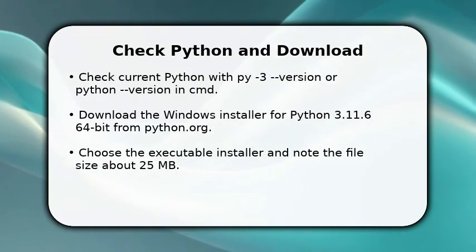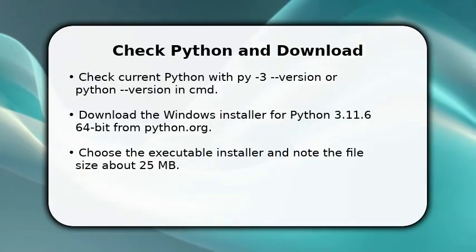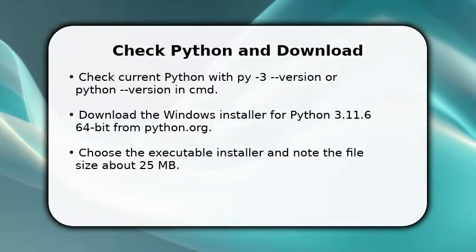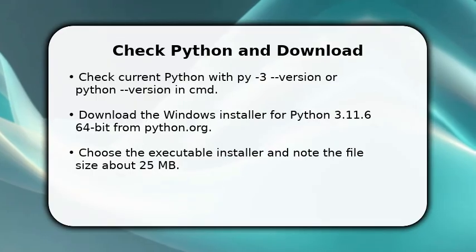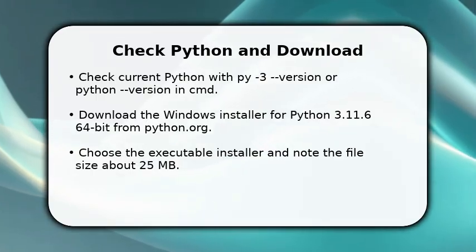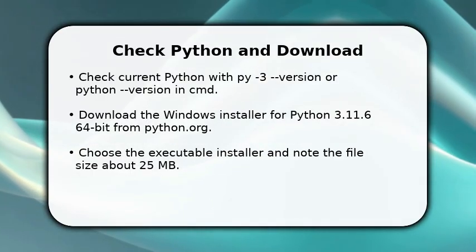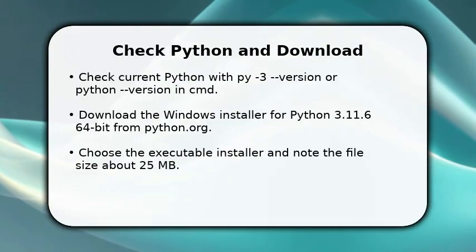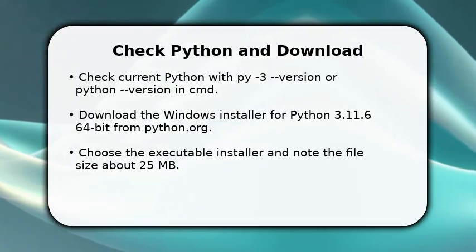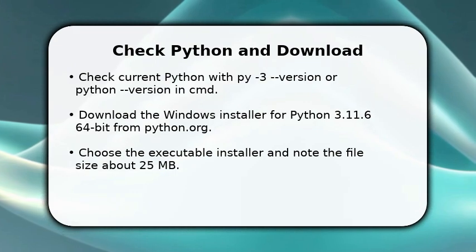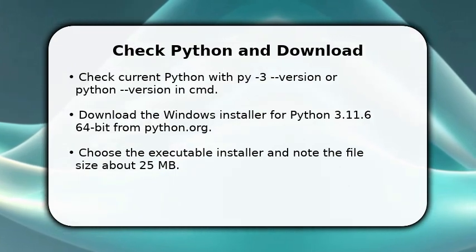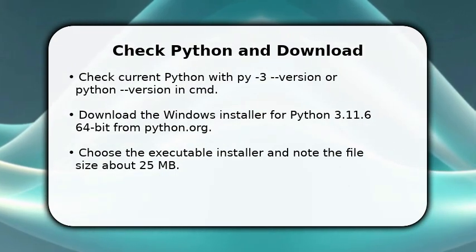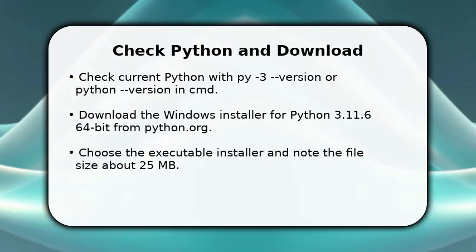Open a browser and navigate to python.org/downloads for Windows. Choose the Windows installer that matches your system architecture, for example the 64-bit executable. The installer file is typically about 25 MB and named python-3.11.6-amd64.exe. Save the file to your Downloads folder for the next step.